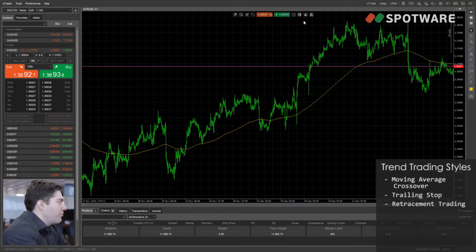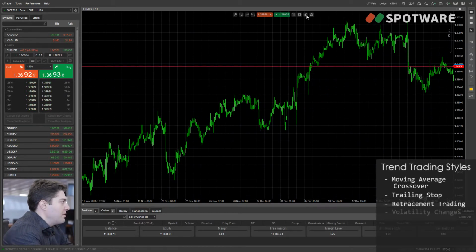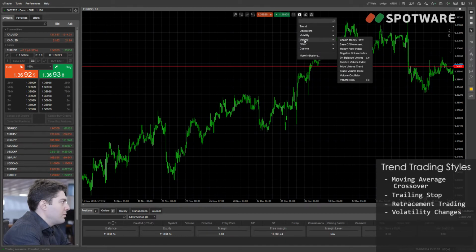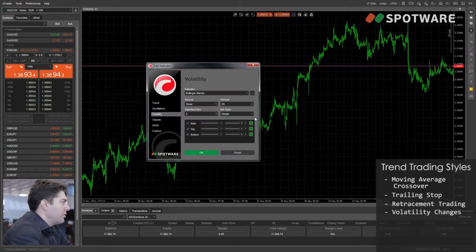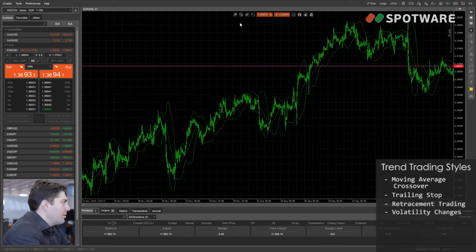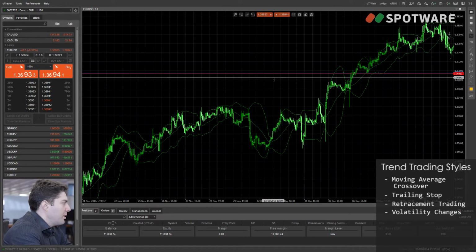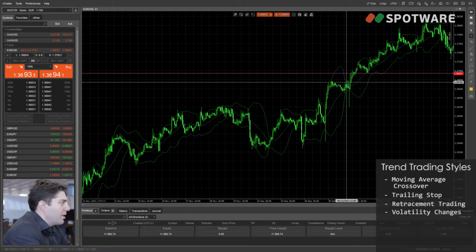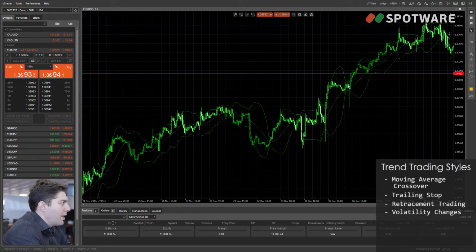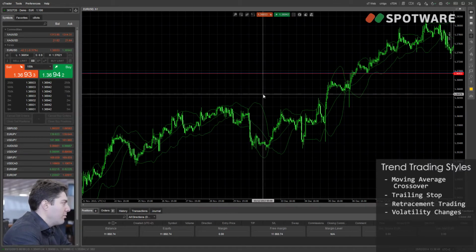And another way of trading trends is using the changes in volatility. So let's take a volatility indicator here. Let's put Bollinger Bands, and let's zoom in. So when we have a trend, what's happening is usually we have low volatility periods, which are followed by high volatility periods where the trend is developing.